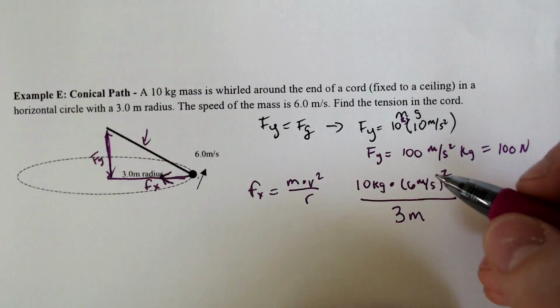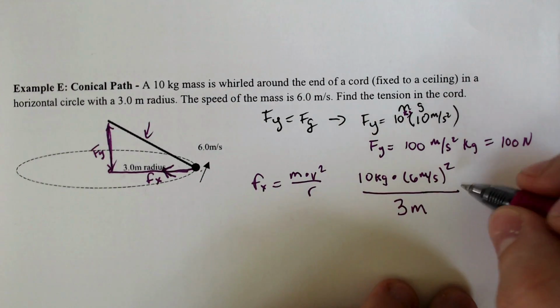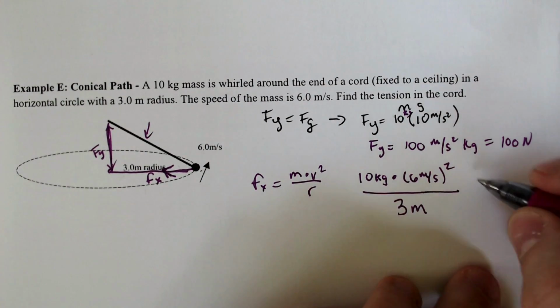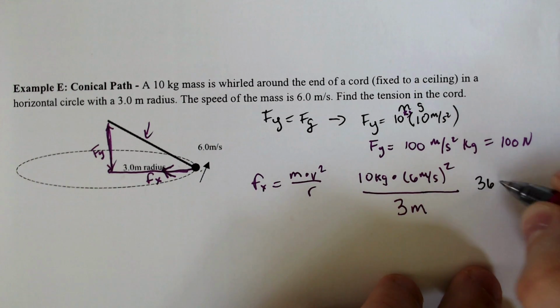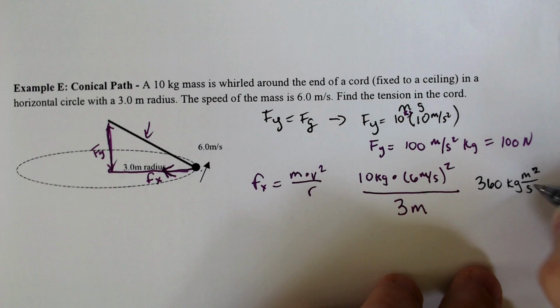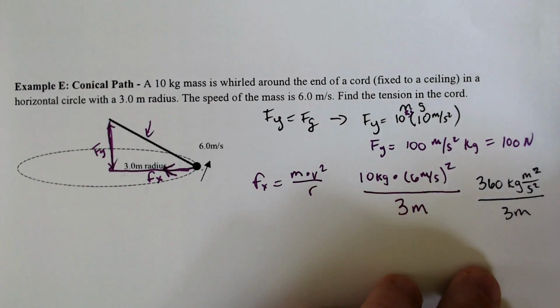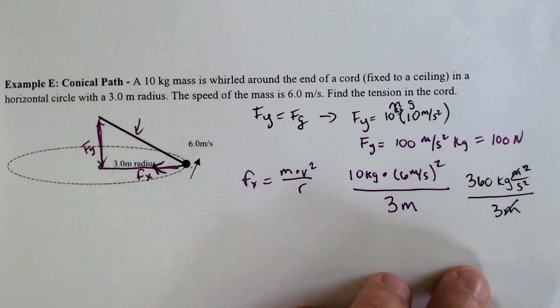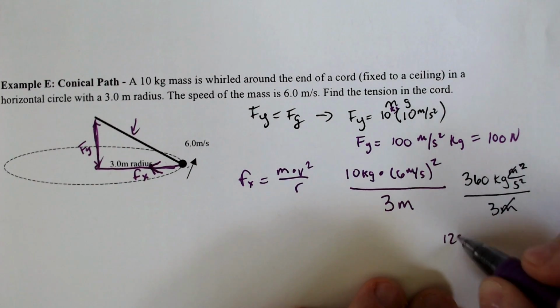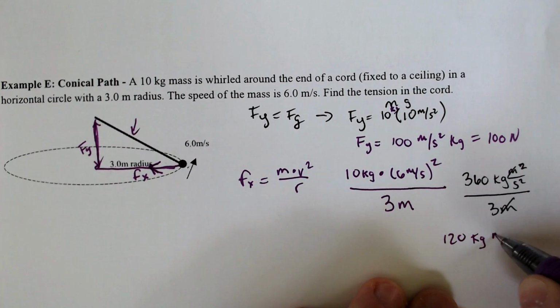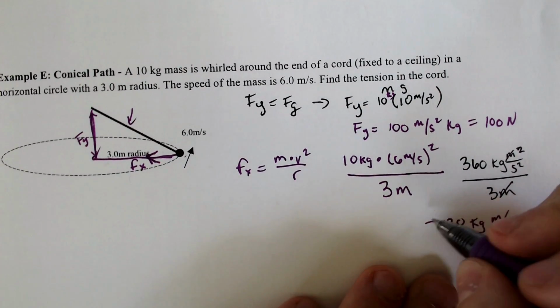We do that: 10 times 36 ends up being 360 kilograms meters squared per second squared, divided by 3 meters. The meters would cancel, and you'd be left with 120 kilograms meters per second squared, which is 120 newtons.